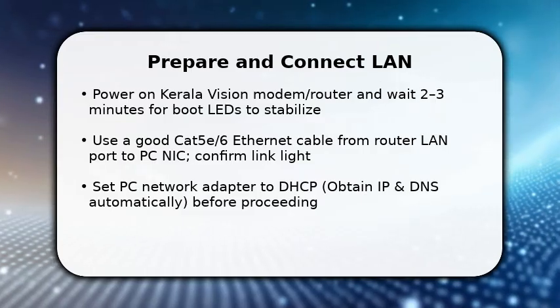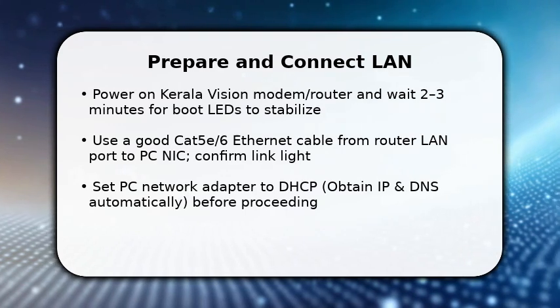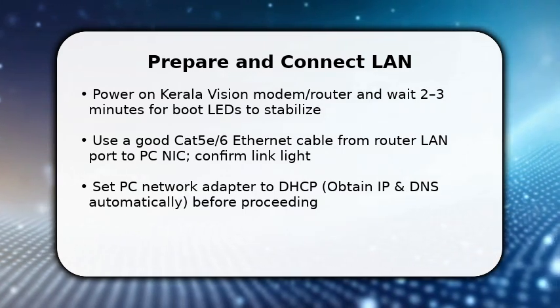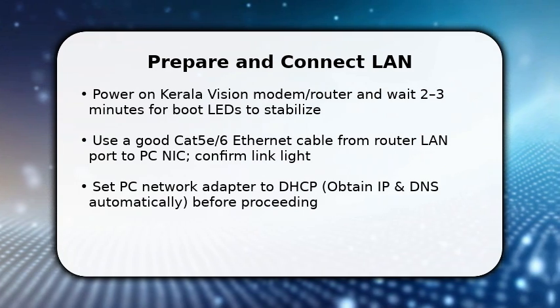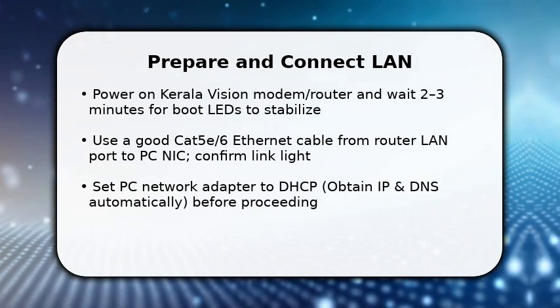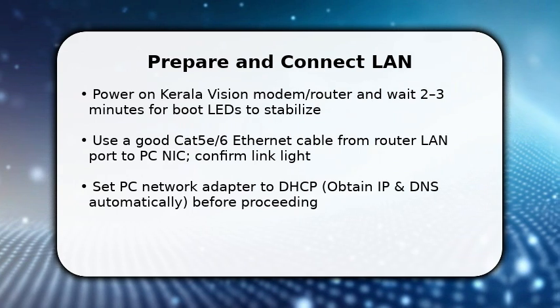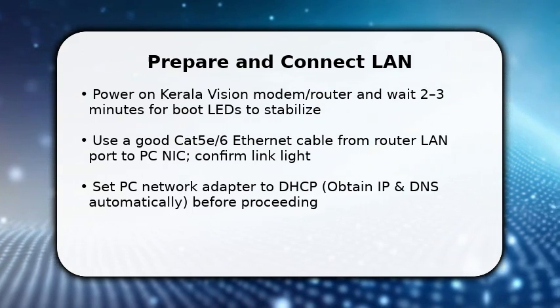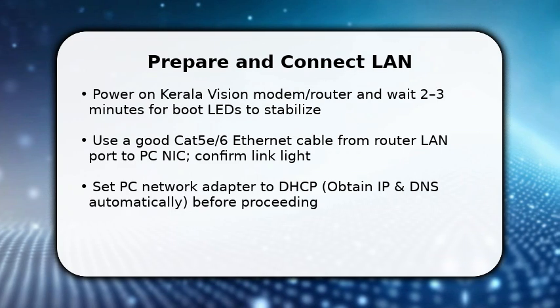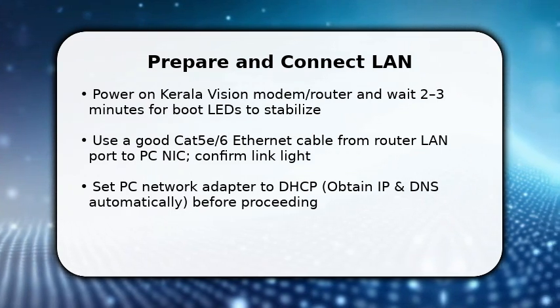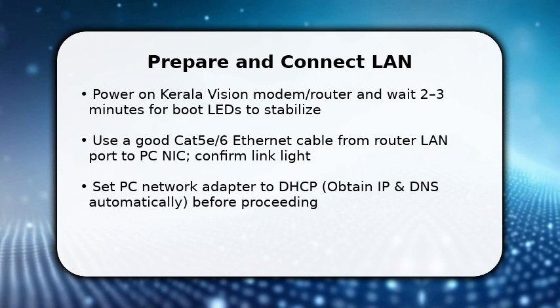You start by powering the Kerala Vision modem or gateway and letting the unit finish its boot sequence. Wait until the power and WAN LEDs are steady. Once done, plug a Cat5e/6 Ethernet cable from any LAN port on the router into your computer's network jack and look for the link light.